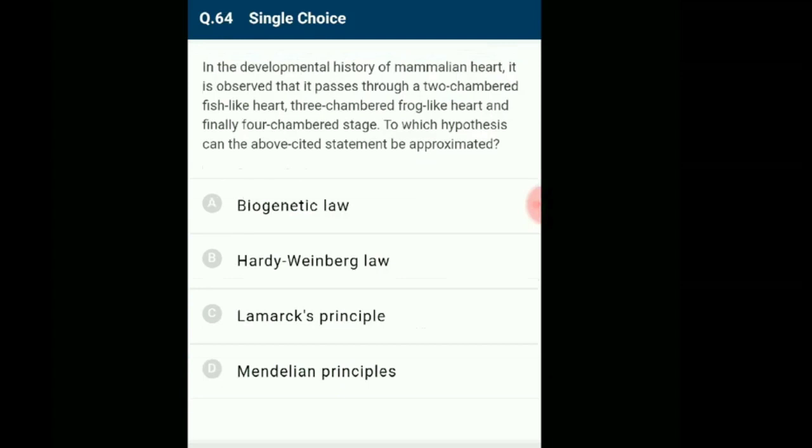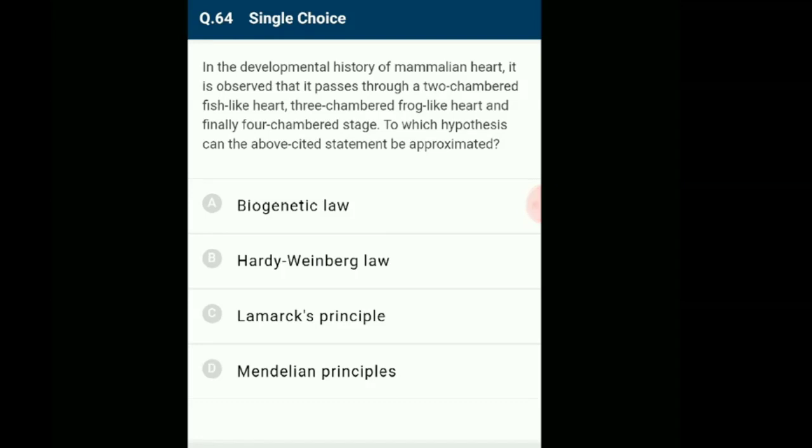Question number 64. In the developmental history of the mammalian heart, it is observed that it passes through the two-chambered fish-like heart, three-chambered frog-like heart and finally the four-chambered stage. To which hypothesis can the cited statement be approximated?